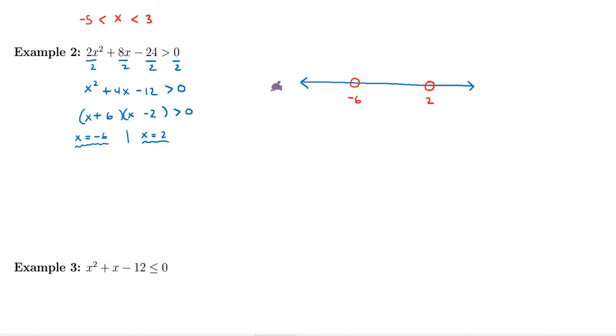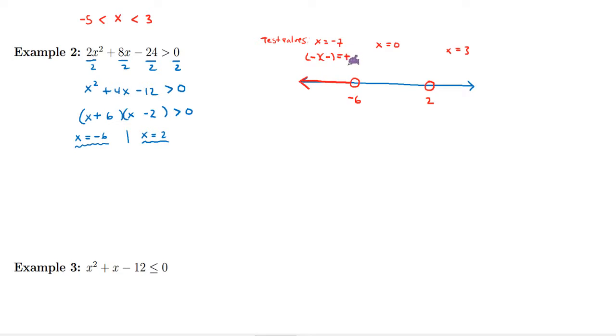Okay, and now let's pick some test values. So what are some good test values? We could pick x is negative 7, x is 0, x is 3. Those seem pretty good to me. So let's plug in negative 7 into the factored form. So if I plug in negative 7 right here, you will get negative 7 plus 6 is a negative. Negative 7 minus 2 is a negative 9, so that's a negative. Negative times negative is positive, and that's greater than 0, right? So that will be included in our solution.